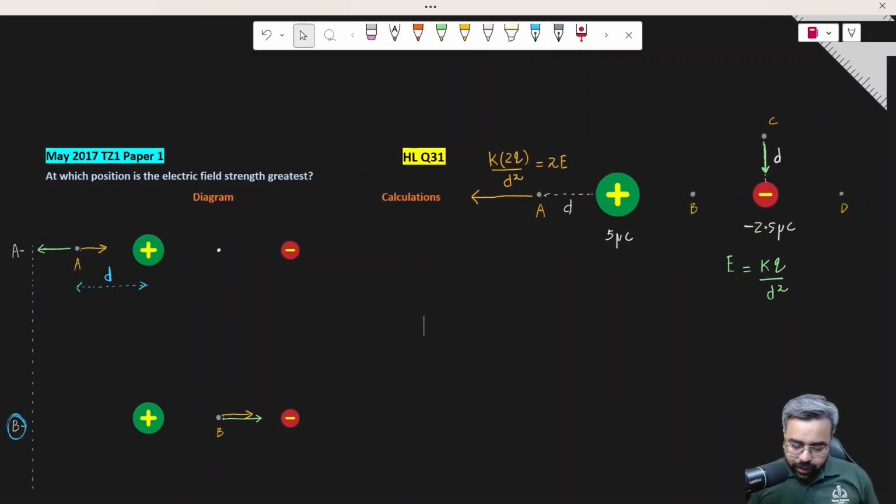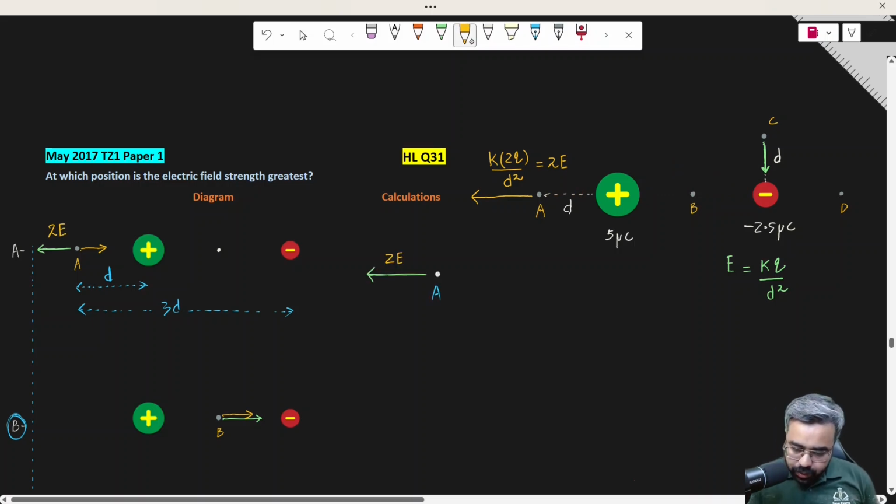So the positive charge is at a distance D, whereas the negative charge, can I say it's at a distance 3D? You can see in the question that it is a distance 3D. This D, this D, as well as this D, right? We have already computed that due to the positive charge, this electric field strength has a magnitude 2E.